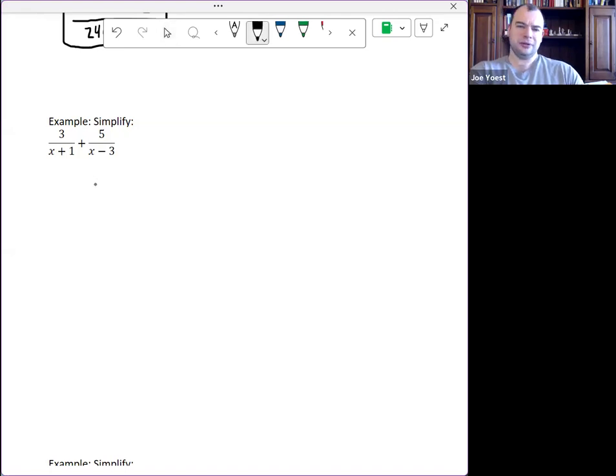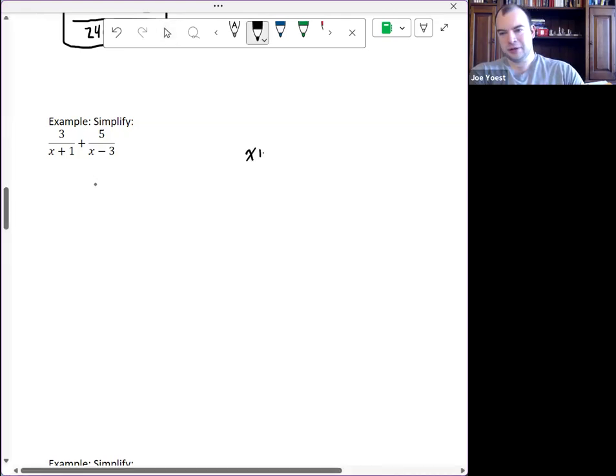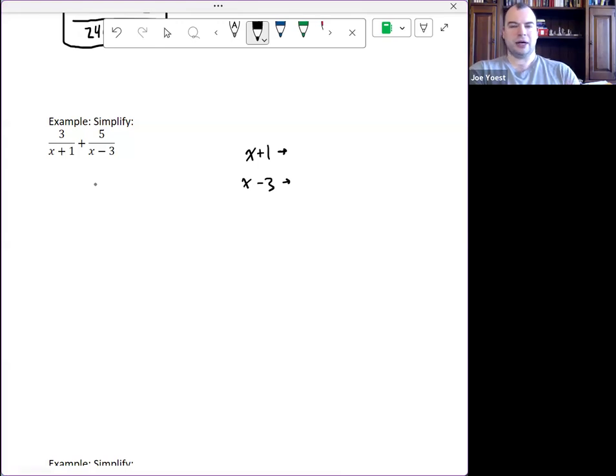Now let me go through the same process. I have x plus 1 and x minus 3. What's the equivalent of the prime factorization for these? I might be tempted to do something like 1 and x and then 3 and x, but that's not multiplied, right? So we don't want to do that.